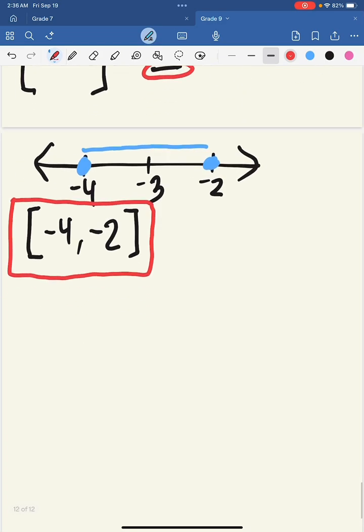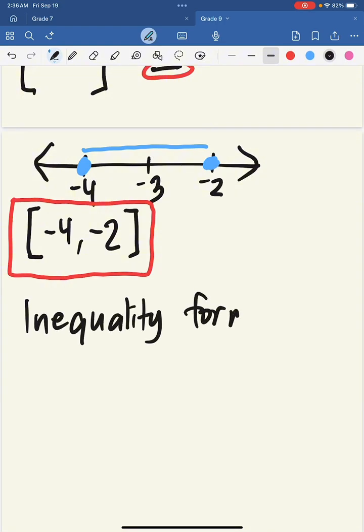And if we're going to write it in inequality form, we'll use x again, but this time we're going to use the less than or equal to, because this was given in the quadratic inequality. So we have it here: x is greater than or equal to -4, but x is less than or equal to -2.